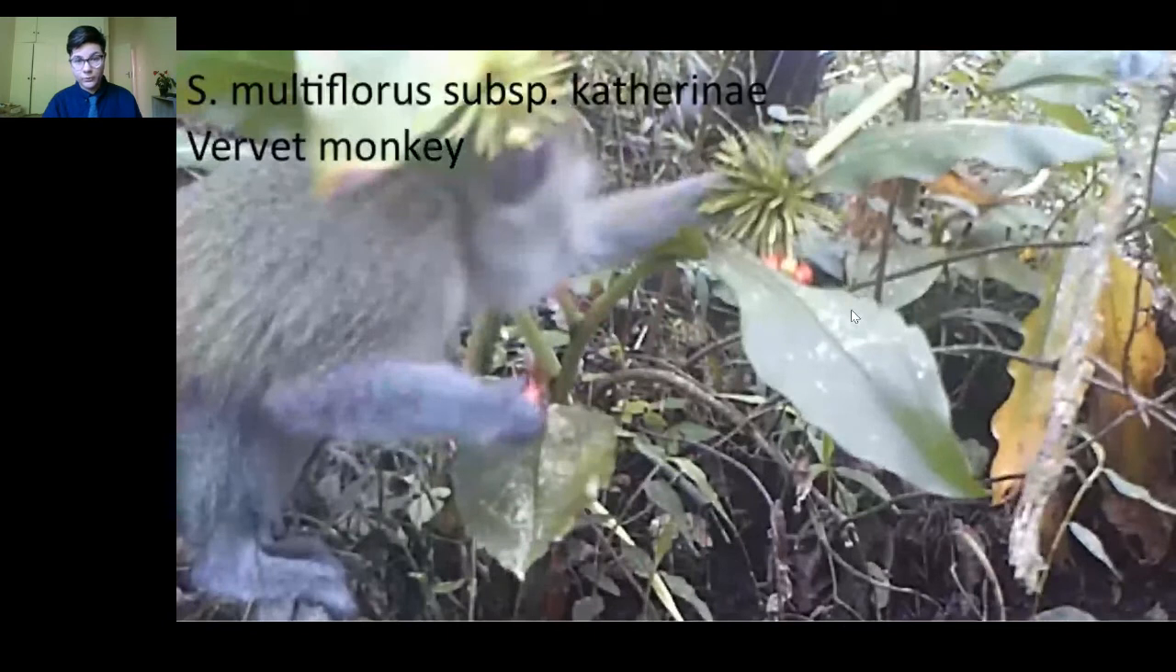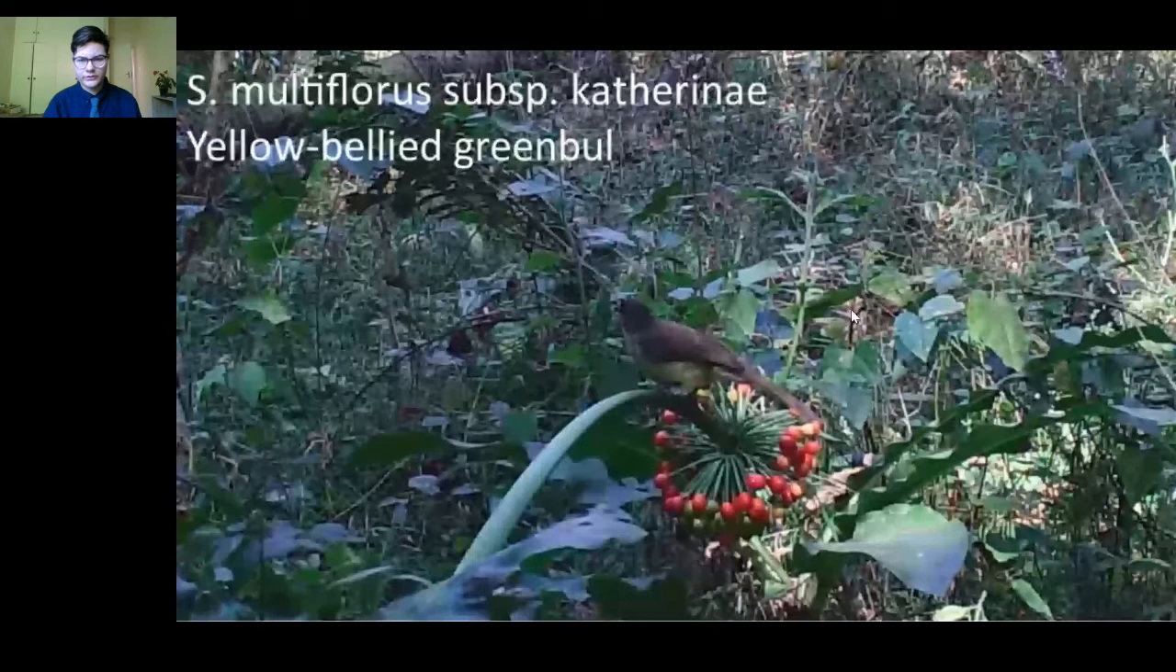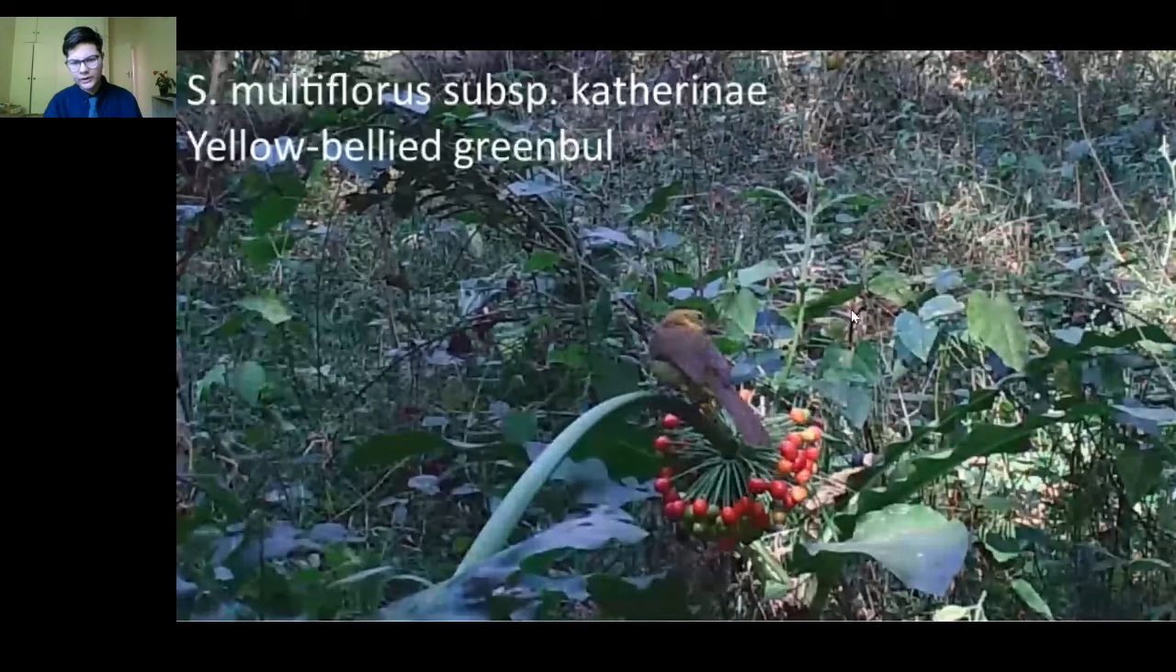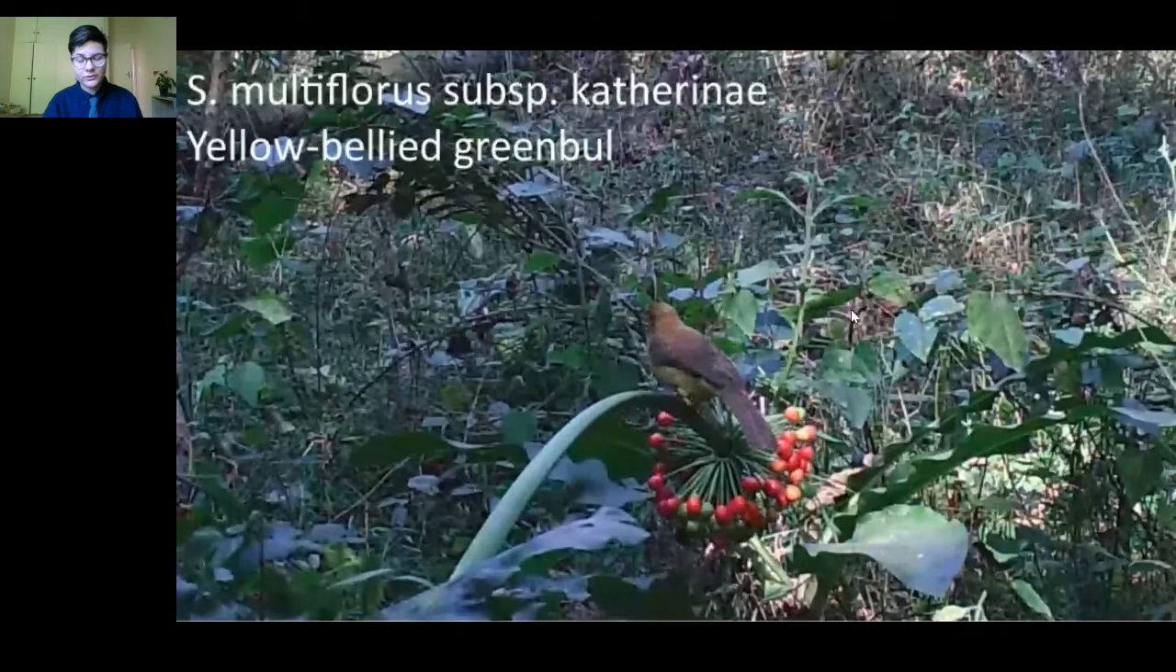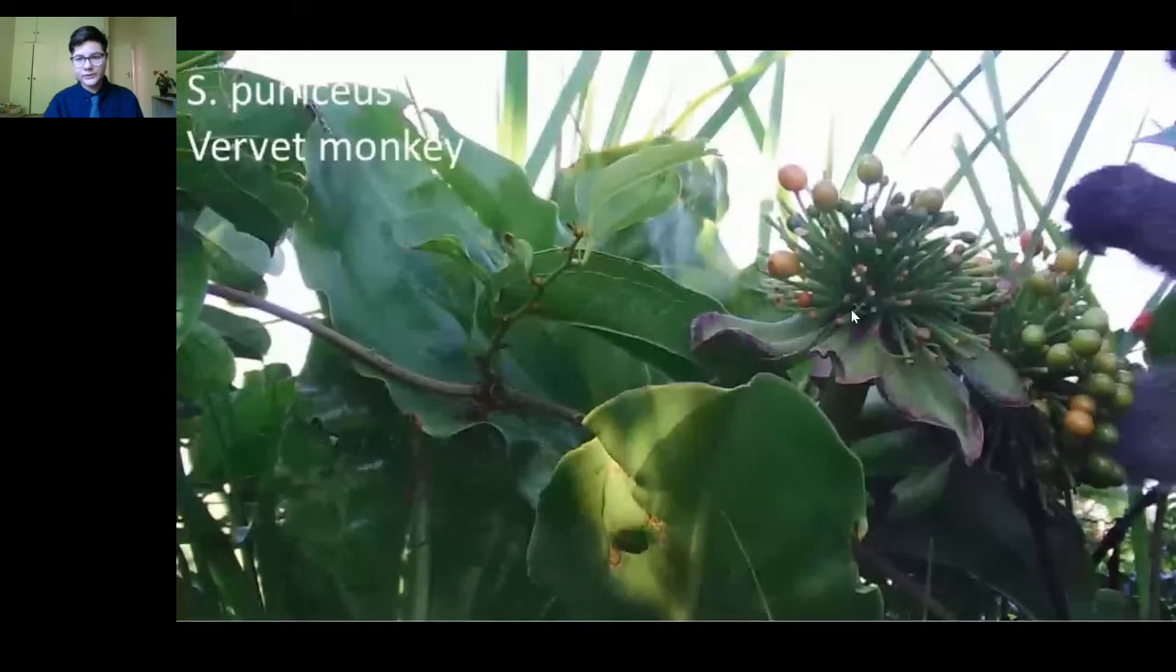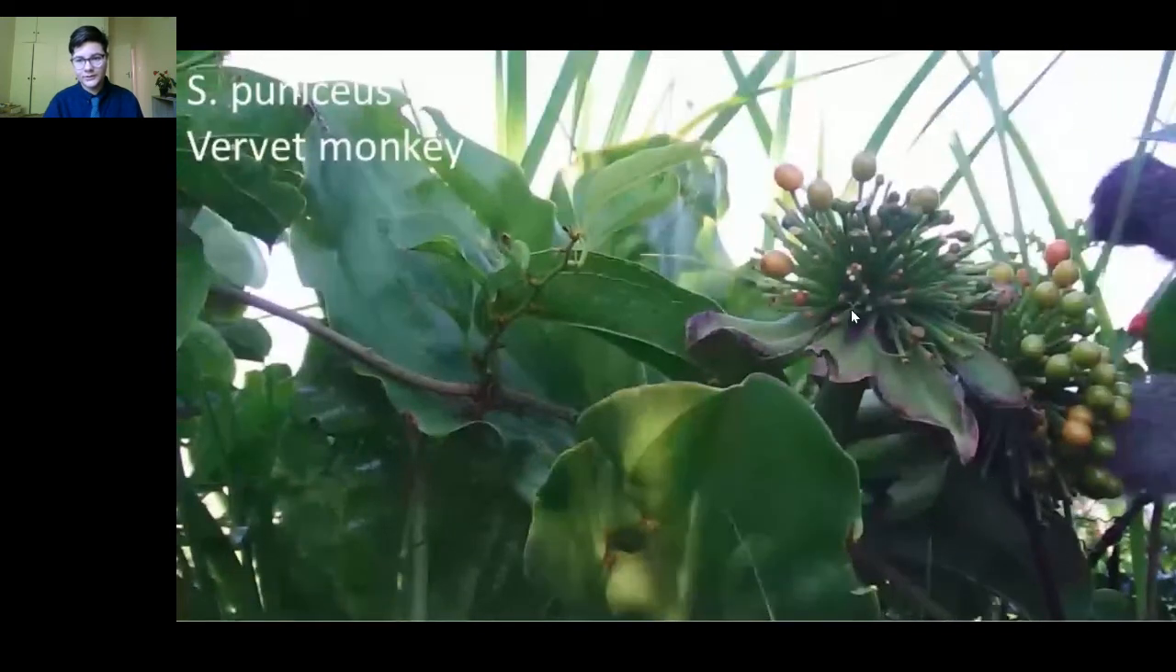Now we also saw some birds. However, it seemed that the fruits were too large for them to handle properly. So they would either drop the fruit in its entirety, or manage to grasp a little bit of the fruit off it, so they probably don't result in seed dispersal. For Scadoxus puniceus, we also found vervet monkeys.